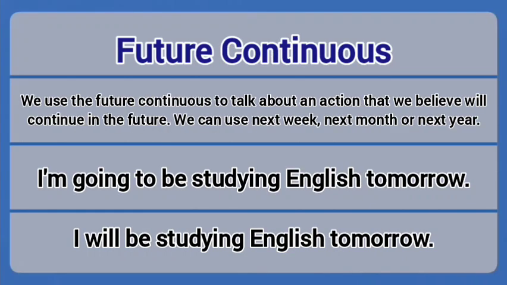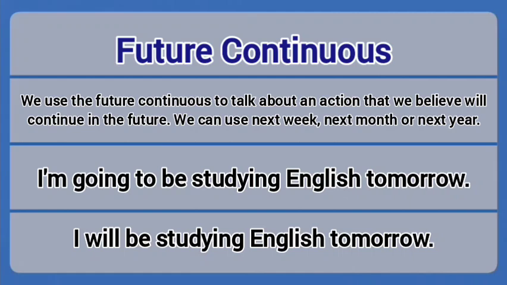The future continuous. The key word is happening. We use the future continuous to talk about an action that we believe will continue in the future. We can use next week, next month, or next year.